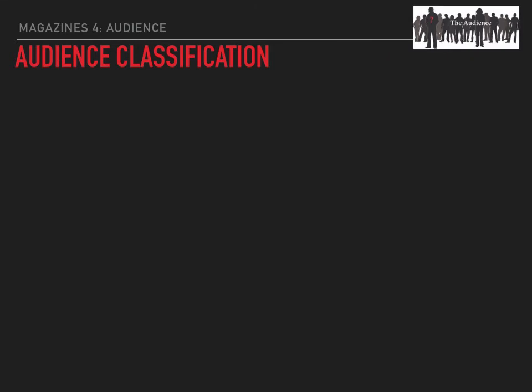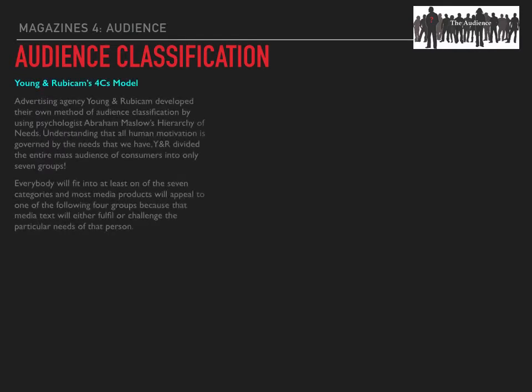But perhaps the most useful of the different classification methods we've studied this year is Young and Rubicam's 4Cs model. This came about when advertising agency Young and Rubicam developed their own method of classification by using psychologist Albert Maslow's hierarchy of needs. They understood that all human motivation is governed by the needs that we have. Young and Rubicam then decided that the entire mass audience of consumers could fit into 7 groups.